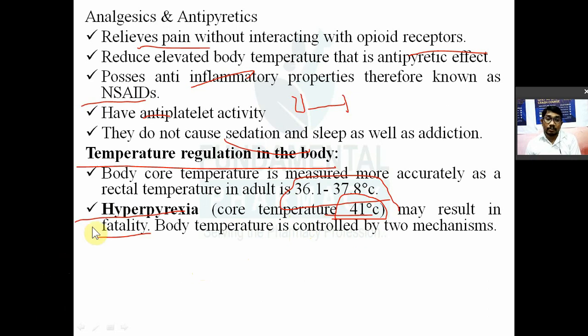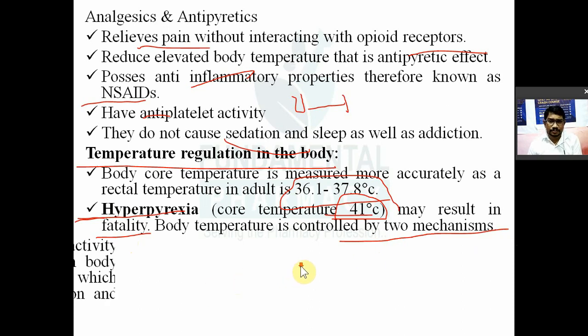Hyperthermia, body temperature more than 41 degrees Celsius, is fatal in nature and it causes convulsions, seizures, then coma and death. So, body temperature is controlled by two mechanisms. तो आपको मालूम चाहिए body temperature कैसे कंट्रोल होता है. So body temperature is controlled by two mechanisms.